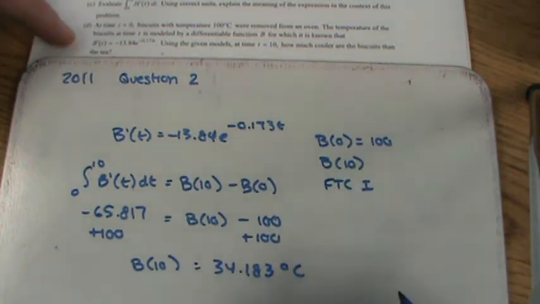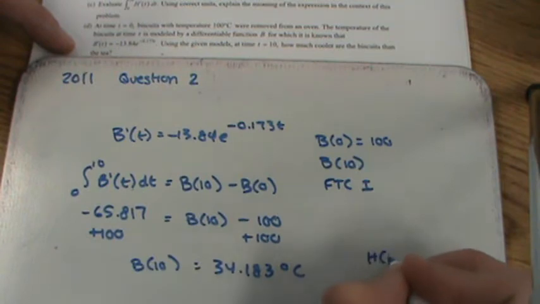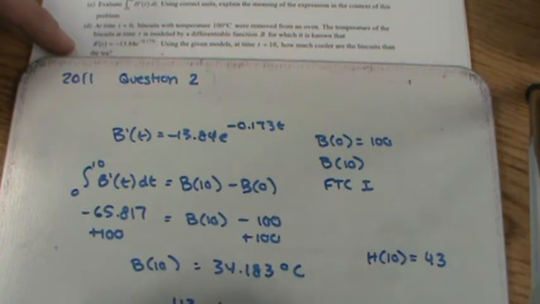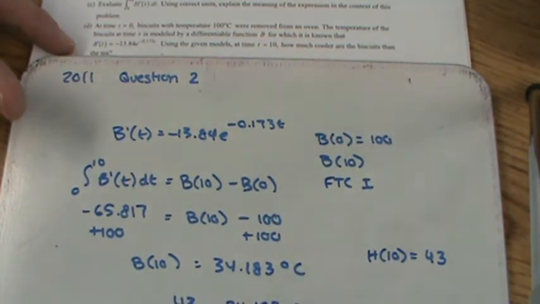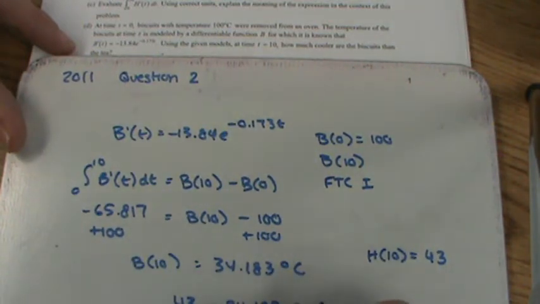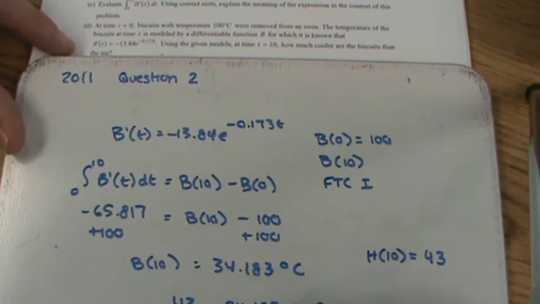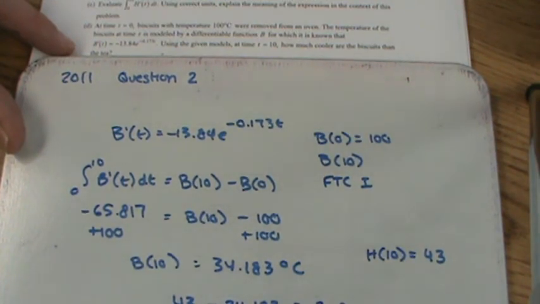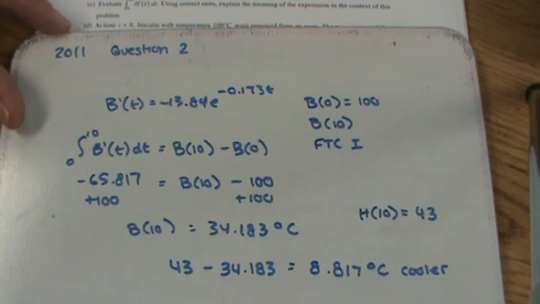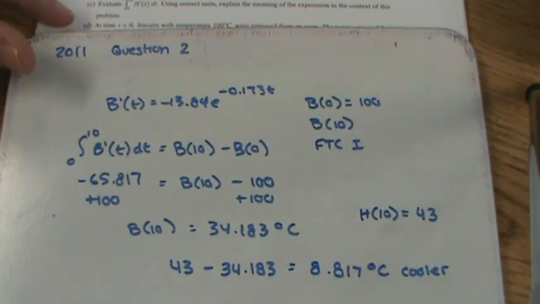Well, now we got to figure out how much cooler are the biscuits than the tea. Well, at time t equals 10, h of 10 is 43. So all we have to do is take 43 minus 34.183, which is going to give us 8.817 degrees Celsius cooler. And that's our answer for, let me put that up there, that is our answer for part D, and that wraps up question number 2.